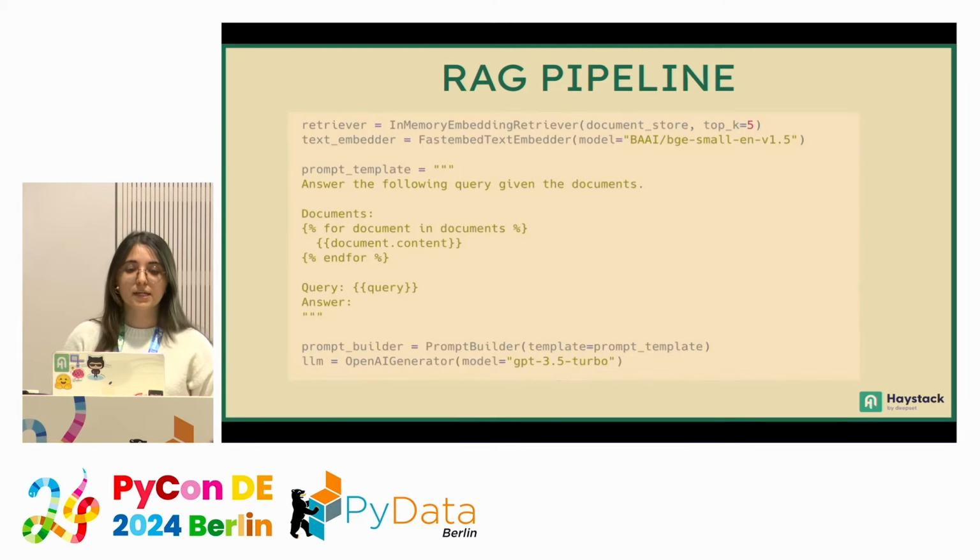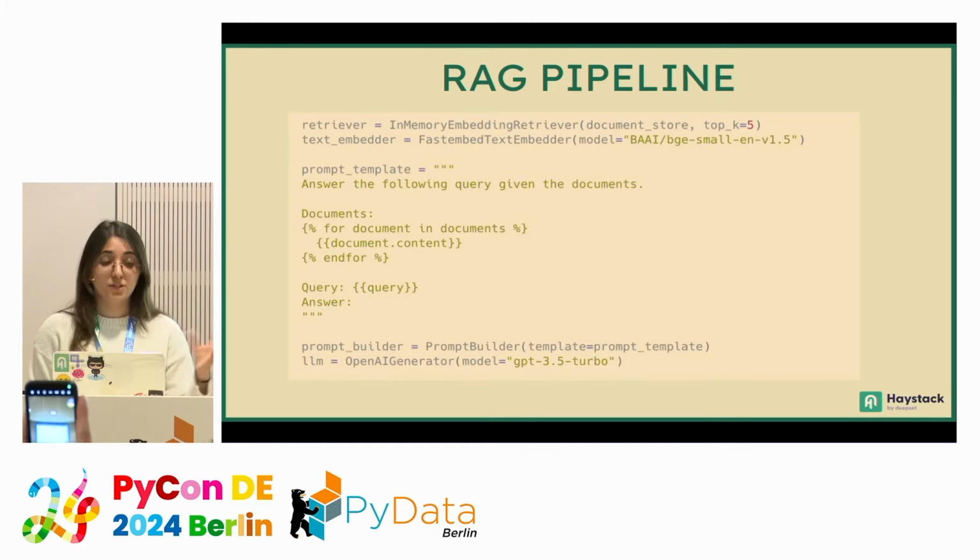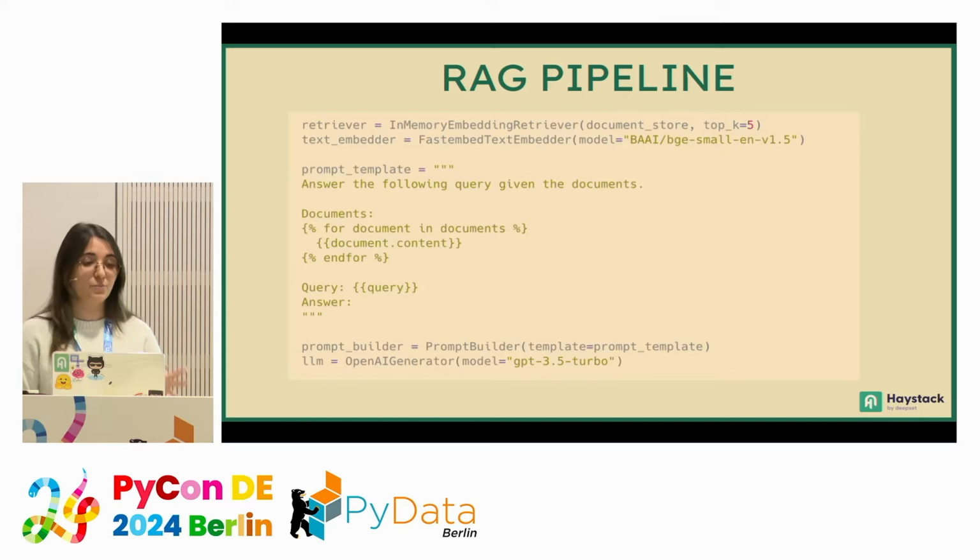And this is the code that you would need to write for a RAG pipeline like this. First, I initialize a retriever. Then I initialize my text embedder. But I think the most important thing that you need to focus on here is the prompt template.